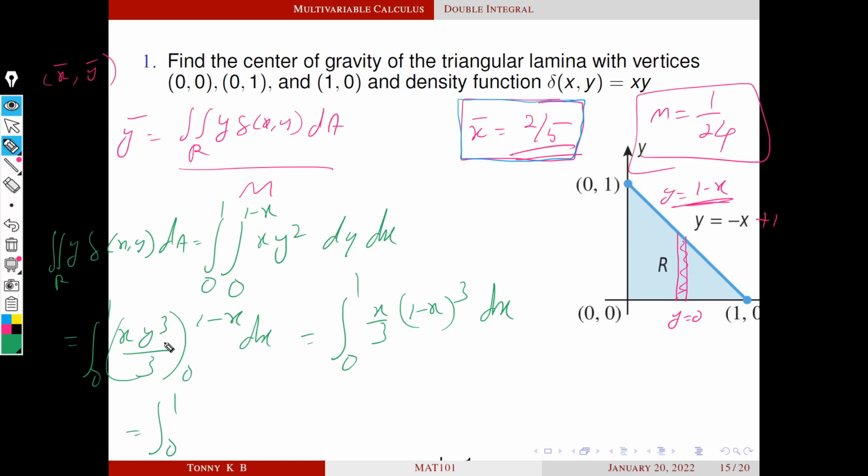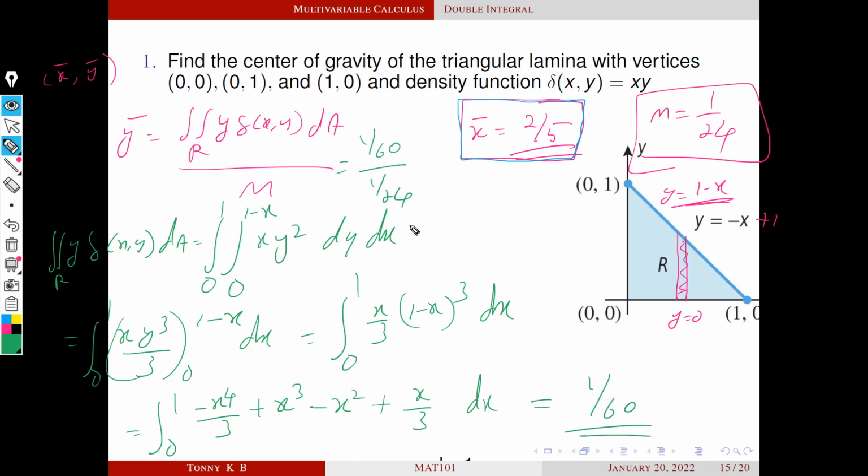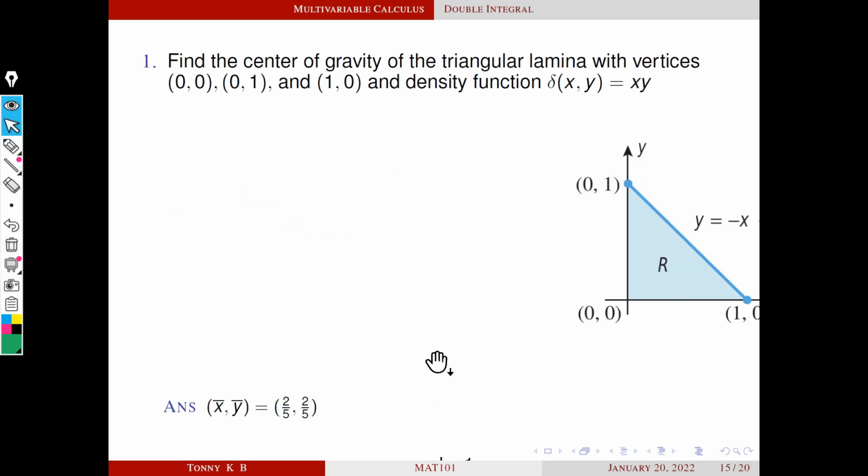Then this becomes x by 3 into y cube, which is (1 minus x) whole cube. Next you can expand this using the formula (a minus b) whole cube, then take the product. So this becomes like this, and you can integrate this with respect to x. Ultimately, upon simplification, this becomes again 1 by 60. So what is this y bar? y bar is again 1 by 60 divided by 1 by 24. It is the same as 2 by 5. So x bar is 2 by 5, y bar is also 2 by 5. So its center of gravity is (2 by 5, 2 by 5).